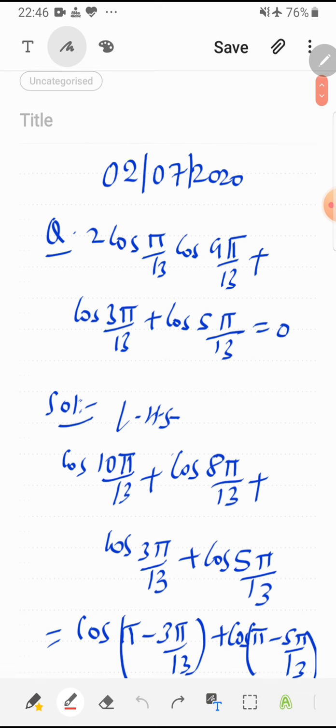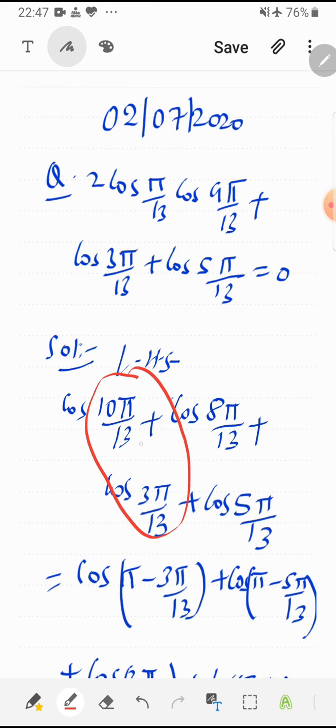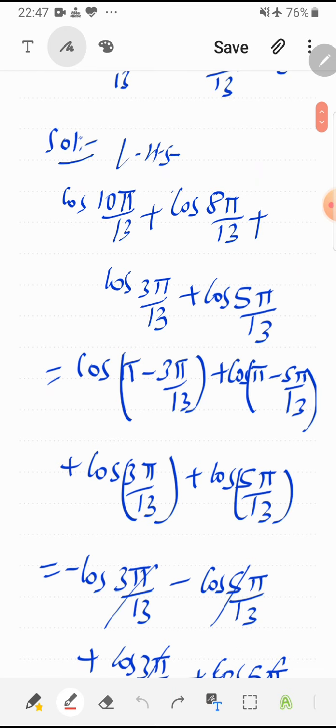So in the first term we can straight away apply the formula 2 cos a cos b, so it is cos of the sum of the angles plus cos of the difference of the angles. Now if we observe the angles in the first and third term and roughly add them, the sum is 13 pi by 13, or simply pi, so I am replacing the first angle as pi minus 3 pi by 13. Similarly 8 pi by 13 plus 5 pi by 13, their sum is also pi, so I am replacing 8 pi by 13 as pi minus 5 pi by 13.